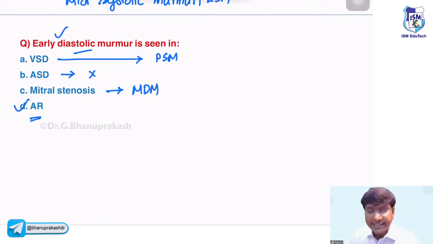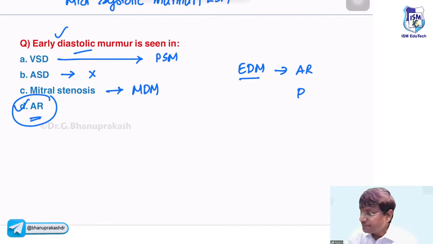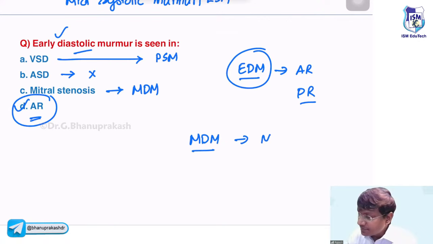And what are the other conditions where you have early diastolic murmur apart from AR is you also have early diastolic murmur in case of the PR, that is pulmonary regurgitation. And next, after early diastolic murmur, you need to be very much aware of the conditions where you have mid-diastolic murmur, that is in MS and as well as TS.